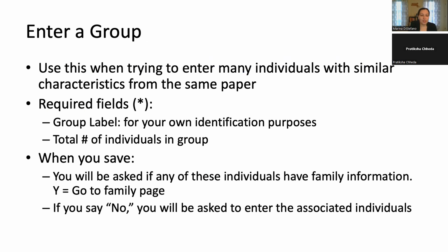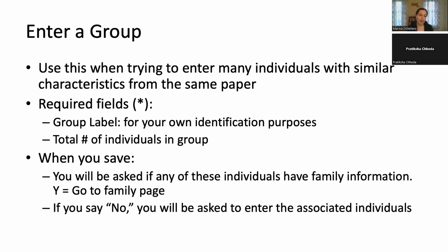Okay, so if you enter a group first, which is the highest level that you can go, you would want to use this, like I said, when you're trying to enter many individuals with similar characteristics. There are some required fields. They're similar to the family and the individual fields. So the group label, that's for your own identification purposes. It's unlikely that you're going to have a ton of groups across papers, but you might want to make this one unique too with an underscore in a group. The total number of individuals in your group is also required.